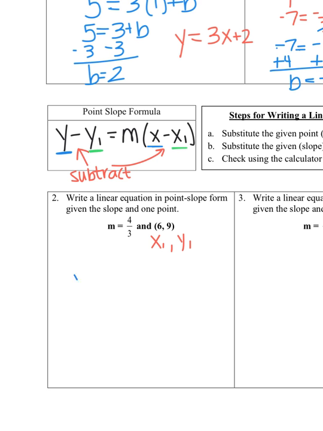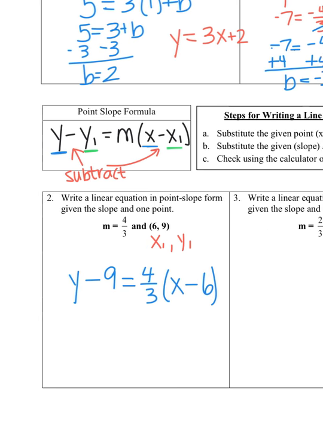So the y is going to stay as y. We're going to subtract y1, which is 9, and then we're going to put in the slope, 4/3, and then in parentheses x, that's just a normal variable, and minus 6. And we've got point-slope form. So notice that our x and our y that didn't change at all, those are the ones without the subscript, without the x1 and the y1. Those x1, y1 are where we're going to plug in our point.